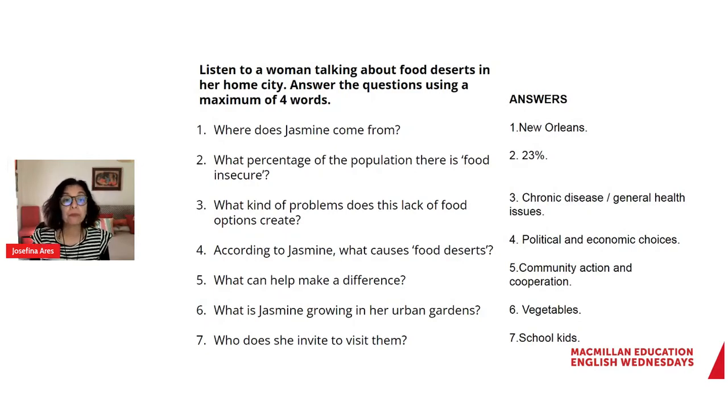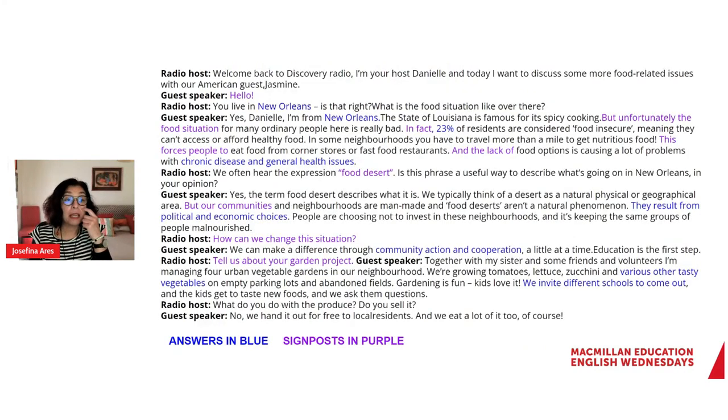This is part of the, I think it's all of it actually, the tape script for this listening on food deserts. And what I've done here is I've put the answers in blue, again thinking about what you can do afterwards with the students. You can get them to highlight where the answers are. And the signposts in purple.